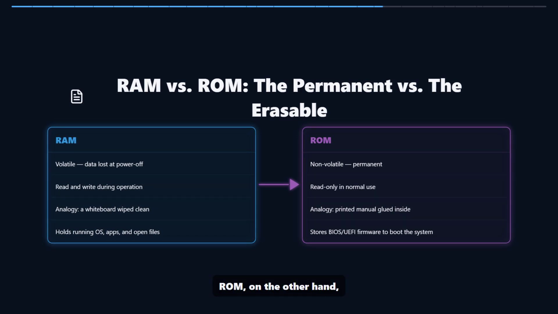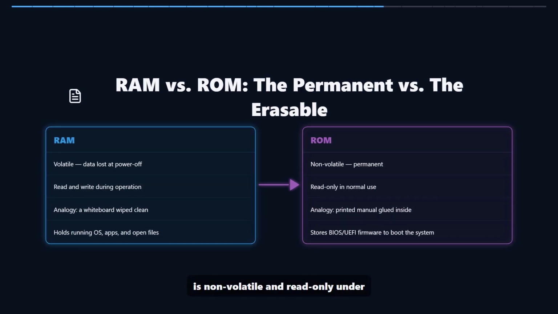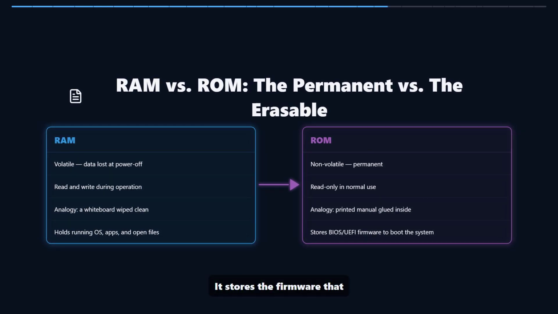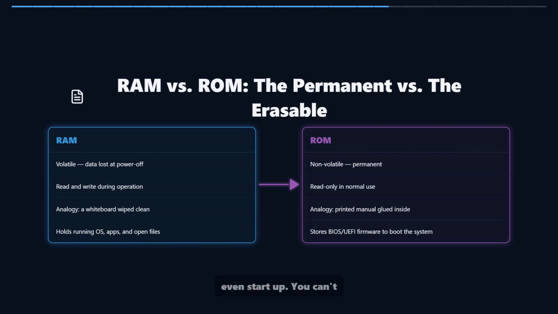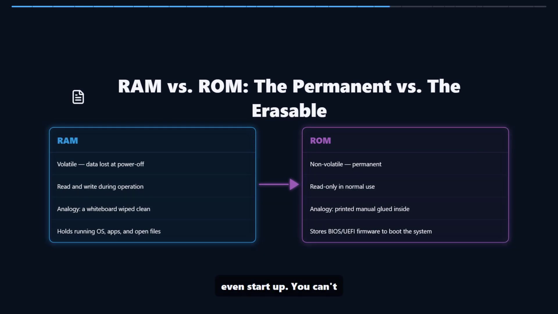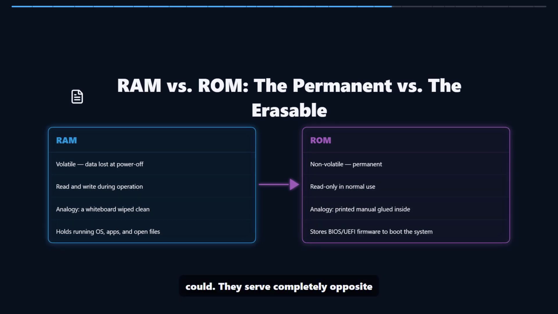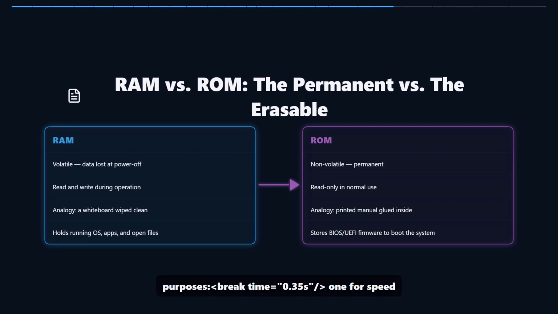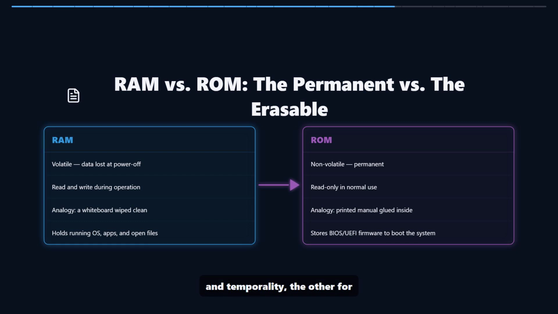ROM, on the other hand, is non-volatile and read-only under normal operation, more like a printed manual glued inside your case. It stores the firmware that tells your motherboard how to even start up. You can't save files to RAM, and you'd break things if you could. They serve completely opposite purposes, one for speed and temporality, the other for permanence and instructions.